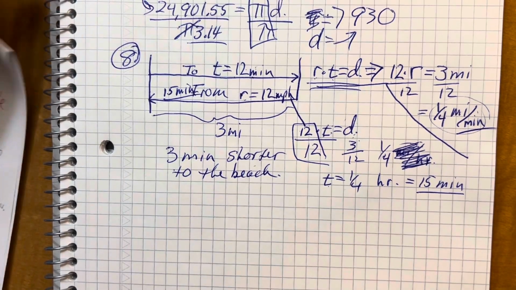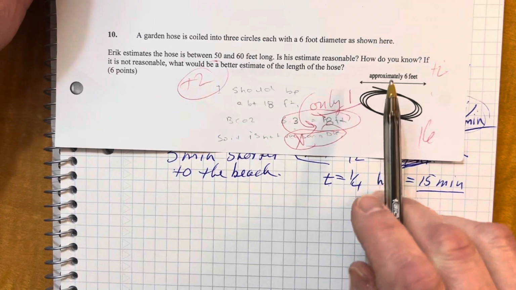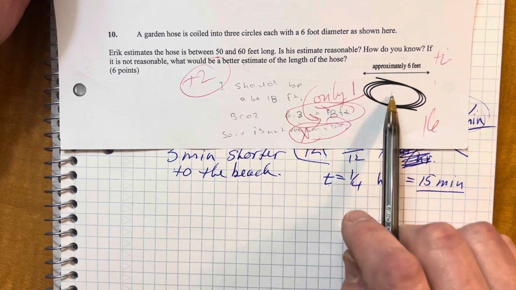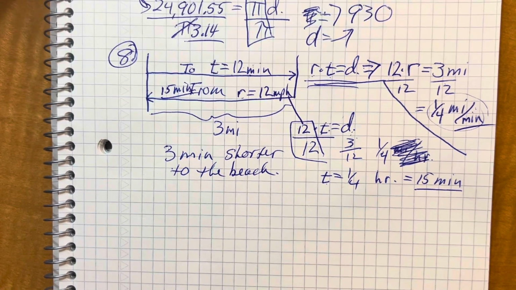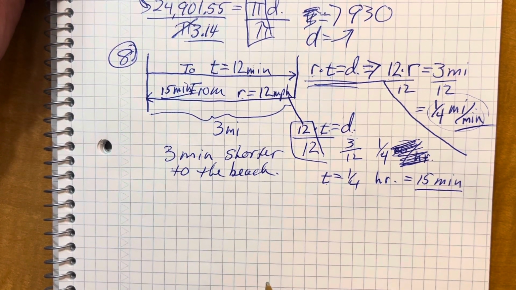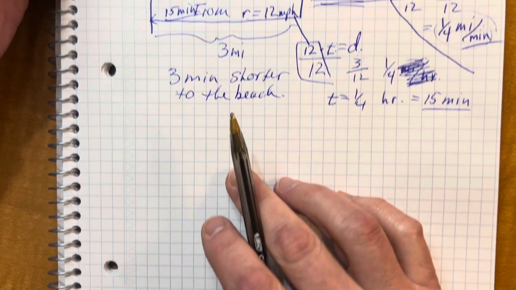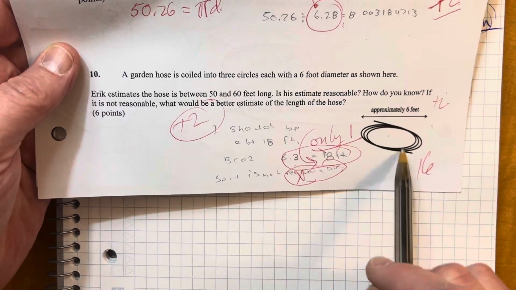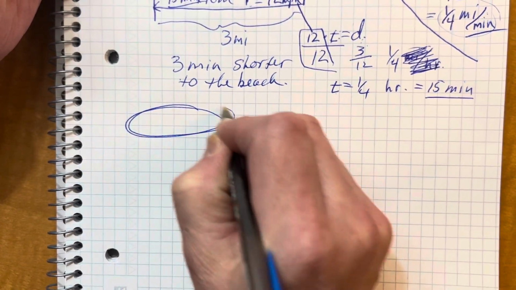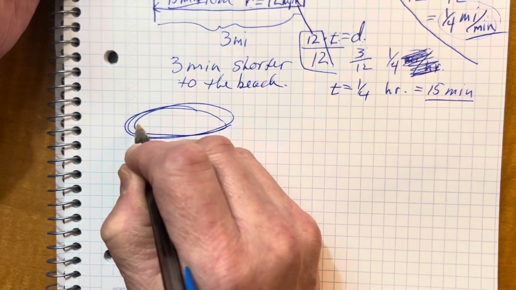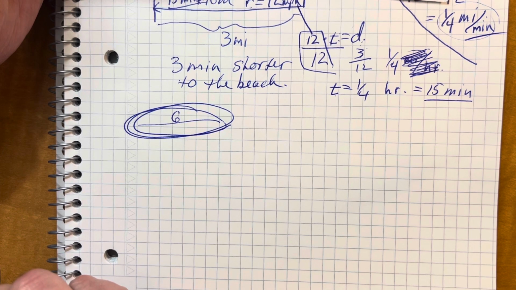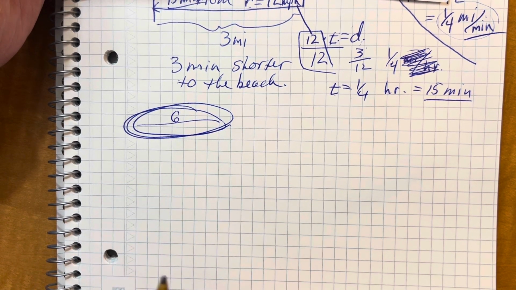Okay? Looks like this. Okay? You got 2 points out of 6 points there. 2 out of 6. Okay? So, the garden hose, the 3 equal circles, each with a diameter of 6 shown. Okay, each with a diameter of 6. So if I have those all rolled up to 3, okay, they have a diameter of 6. Eric estimates the hose is between 50 and 60 feet long.